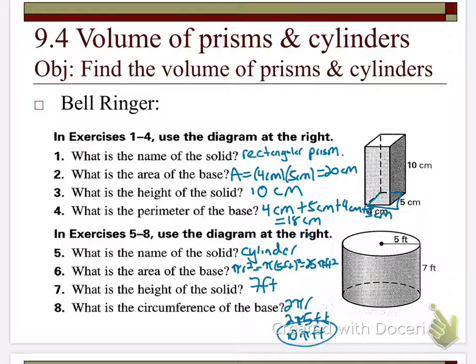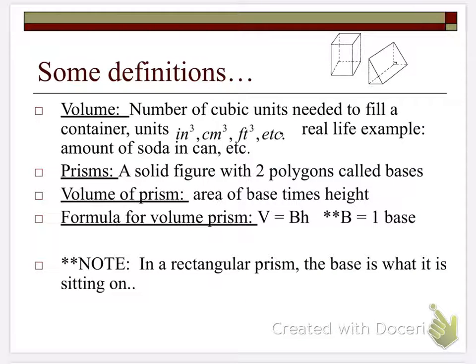Okay, so that's the end of this bell ringer. Okay, so we have some definitions. Today we have volume. It's the number of cubic units needed to fill a container. Units are in cubes, so we have inches cubed, centimeters cubed, feet cubed, yards cubed. Real life examples are the amount of soda in a can, the amount of water in a swimming pool.